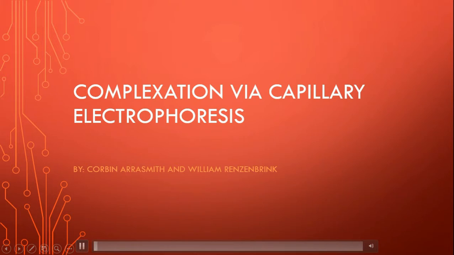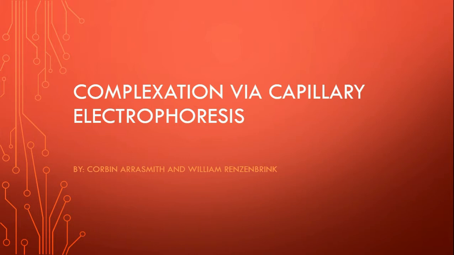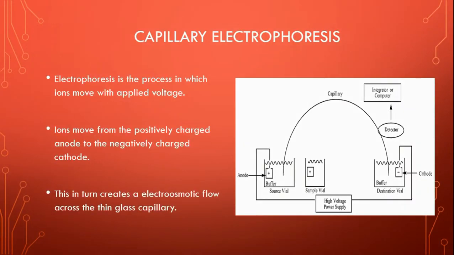My name is Corbin Anderson, and for our project of complexation, we did ours via capillary electrophoresis. So, basic background of what is capillary electrophoresis. Electrophoresis is a process in which ions move with applied voltage. Ions move from the positively charged anode to the negatively charged cathode. This process creates an electroosmotic flow across the thin glass capillary tube.